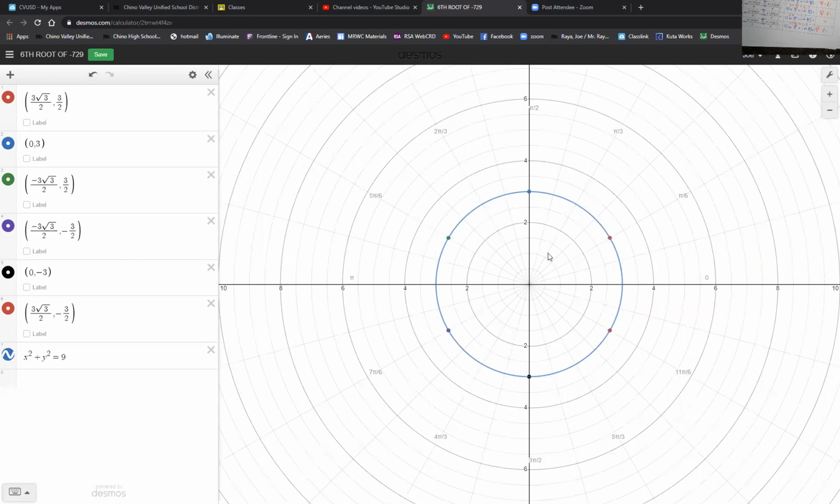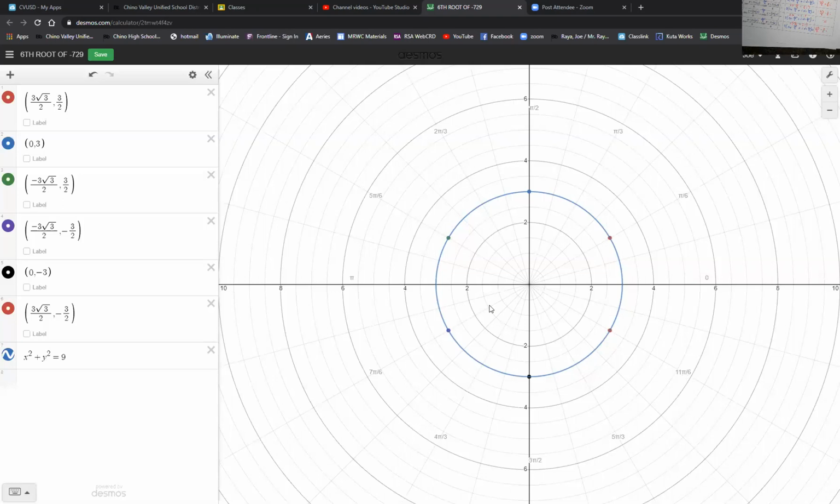Pi over 6, pi over 2, 5 pi over 6, 7 pi over 6, 3 pi over 2, 11 pi over 6. So I converted that real quick to a circle, and you can see the angles. So it makes a nice, perfect circle, those solutions.